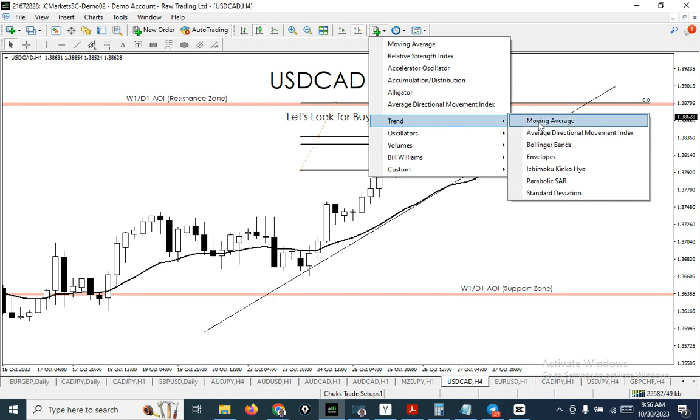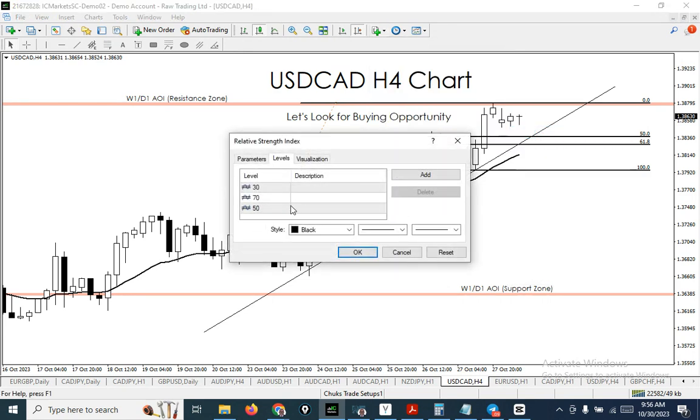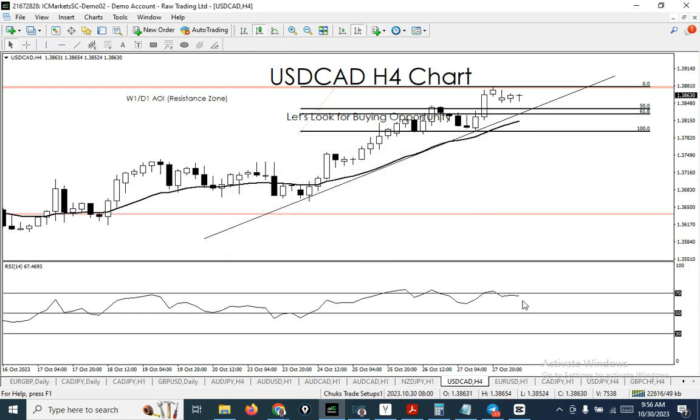Look for your trend indicator. The RSI is an oscillator, relative strength index. You select it. I need my 50 level. I need the 50 crossover. I don't use the overbought, oversold options here.